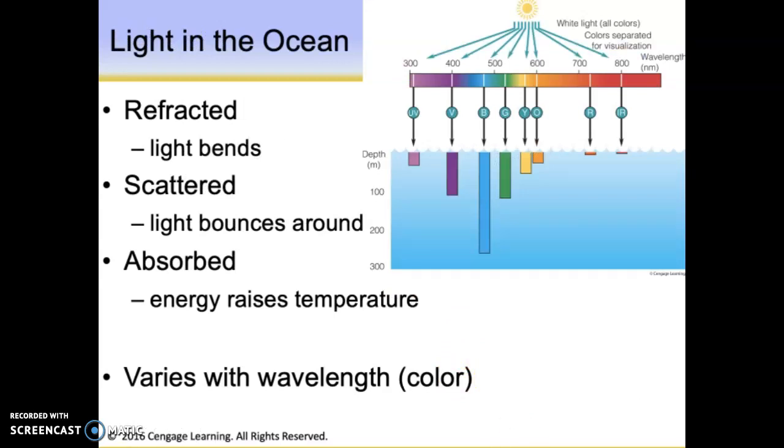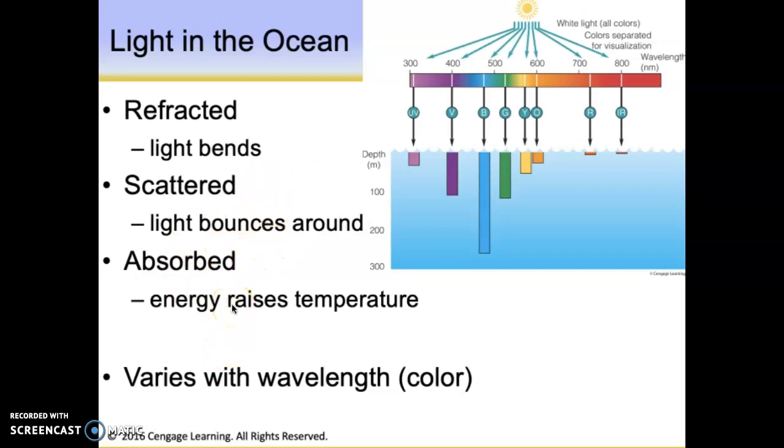Three things happen to light when it enters the ocean. Number one, it refracts, it bends. Light travels more slowly in water than it does in the air, and so it will bend when it goes into the water. The light will also be scattered by the molecules in the water. And it will also be absorbed. And this last point is really important.